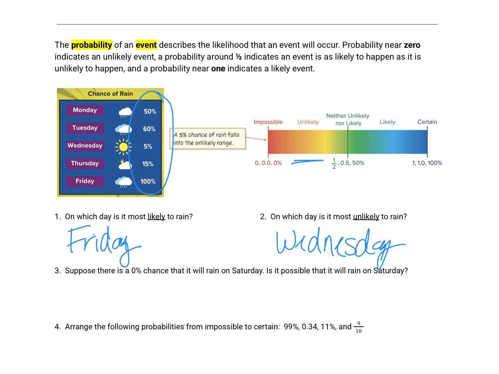Okay, moving on to question number 3. It says, suppose there is a 0% chance that it will rain on Saturday. Is it possible that it will rain on Saturday? If we go back and look at our scale up here, we have a 0% chance of rain. So that's all the way down at the bottom of our scale. It says that if it's at 0%, that is going to be impossible. So to answer the question, is it possible that it will rain on Saturday? The answer is no. No, it is impossible.